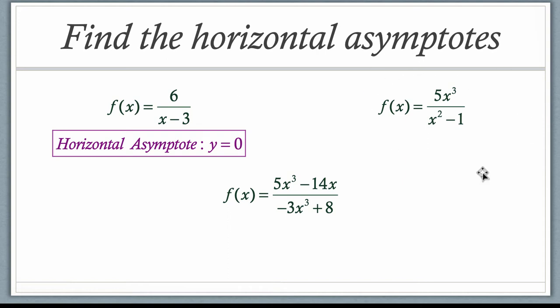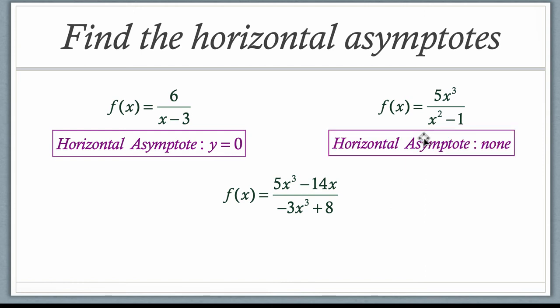In the second example here to the right, I have 5x cubed over x squared minus 1. The degree of the numerator here is cubic, it's 3. The degree of the denominator is quadratic, it's 2. So the degree of the numerator is bigger than the degree of the denominator, which means that there is no horizontal asymptote.